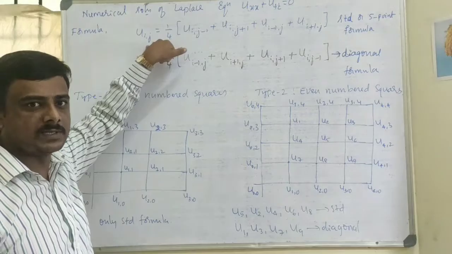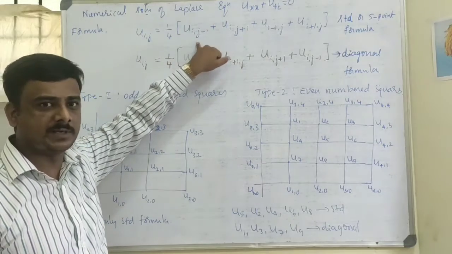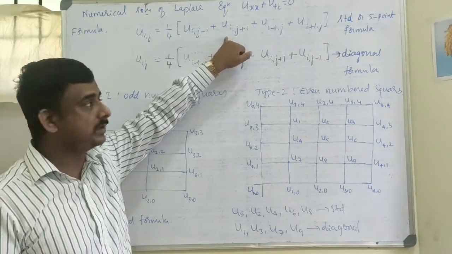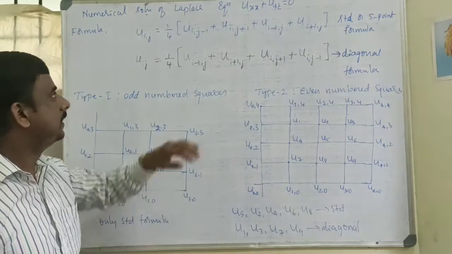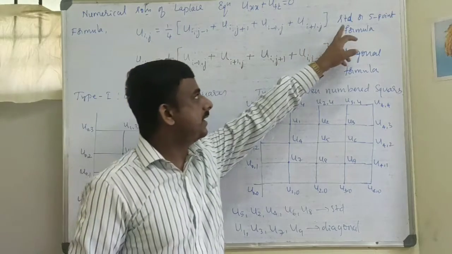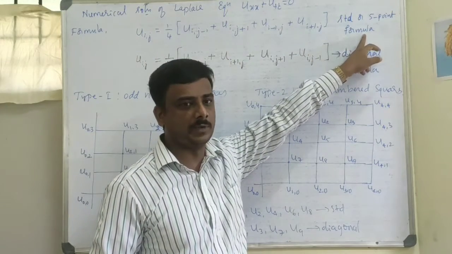First one: u(i,j) = 1/4 [u(i,j-1) + u(i,j+1) + u(i-1,j) + u(i+1,j)]. This formula is called the standard formula or 5-point formula.